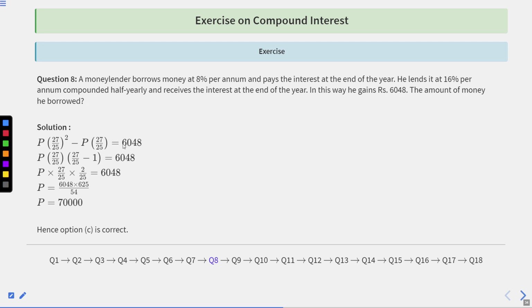That means P × (27/25)^2 minus P × 27/25 equals 6048. So when you simplify this, you will have P equal to 70,000, which is option C.